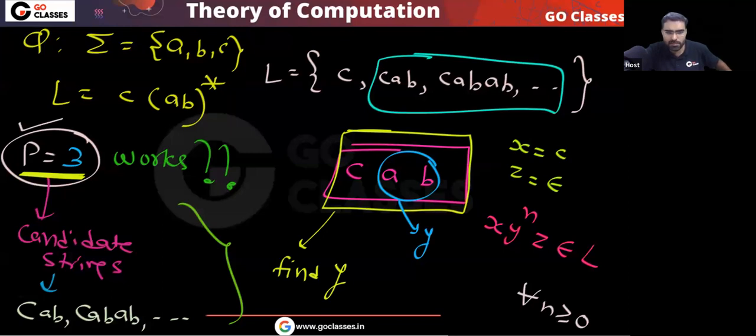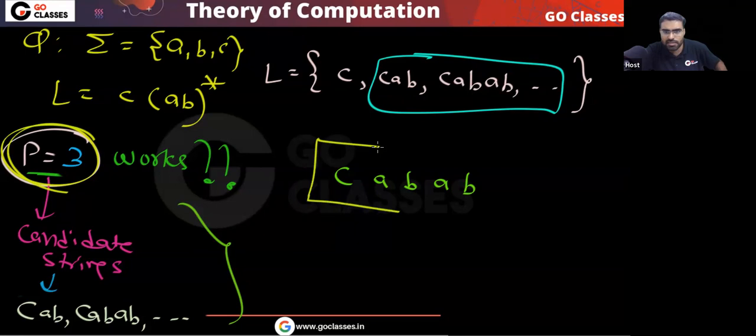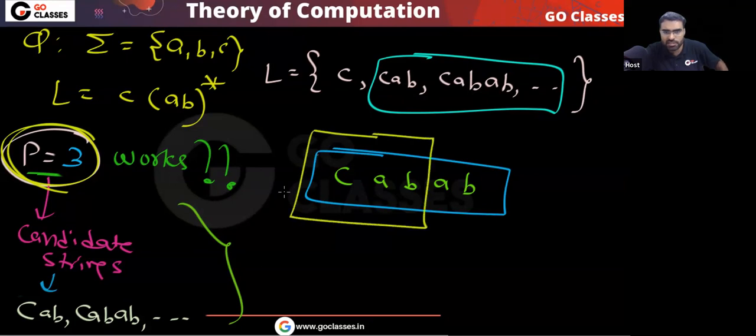If I take p equal to 3, you can take any candidate string, C, A, B, A, B. In which area will I find y? I am checking p equal to 3, so in which area will I check? Yes, in this area you must find y. So remember, this is your string, but your y must be within the first 3 symbols. In this area you find y.